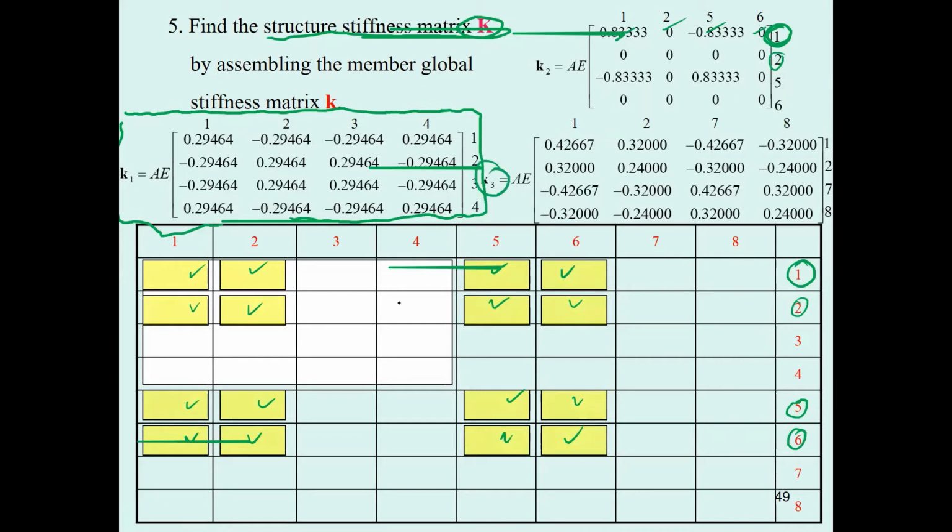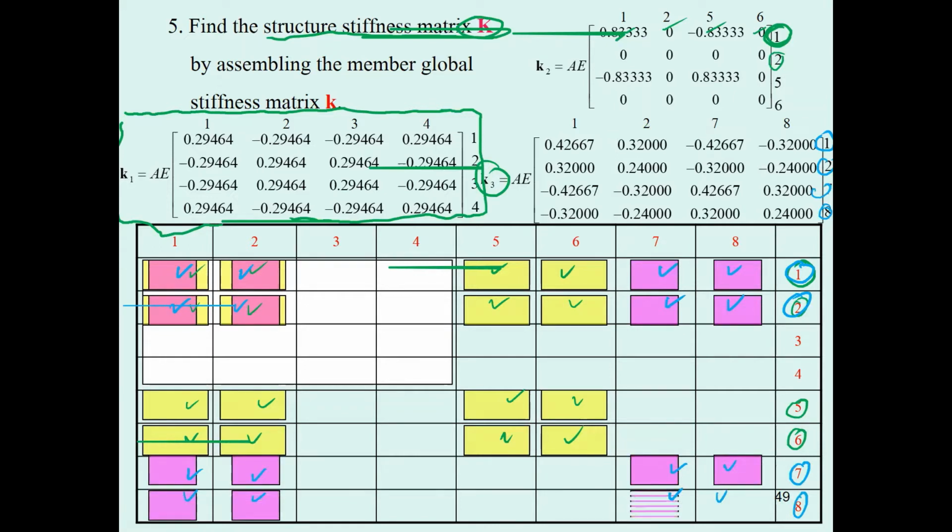Now we come to the K3. Let me change this one to light blue. It's going to be row 1: 1, 2, 7, 8. Then go to number 2, and again 1, 2, 7, 8. Then number 7 is down here, 1, 2, 7, 8. The last one, number 8, is over here, 1, 2, 7, 8. You can see some of the members are going to be 0. Then row 7, 1, 2, 7, 8, and row 8, 1, 2, 7, 8.